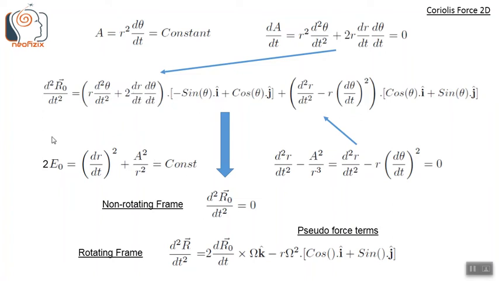Further, from the energy conservation condition, we also get that this other term, the radial component of d square r naught by dt square, is also 0. That is, if energy is conserved, we get dr by dt whole square plus A square by r square as a constant. And differentiating this with respect to t, we get d square r by dt square minus r d theta by dt whole square equals 0. Therefore, overall we get net acceleration d square r naught by dt square vector is 0. So this motion is a force-free motion. It is a uniform straight line motion with constant velocity.